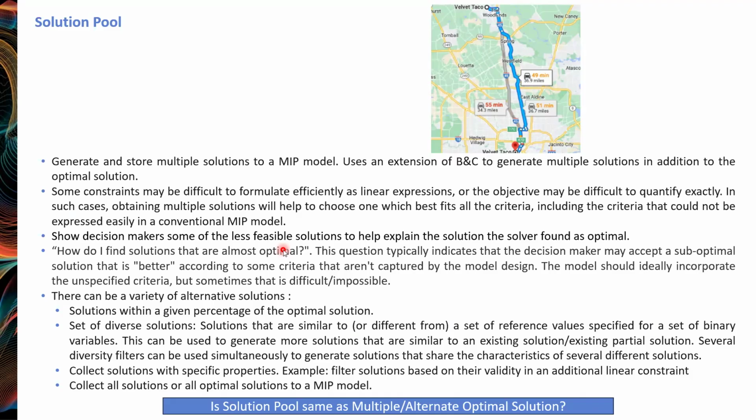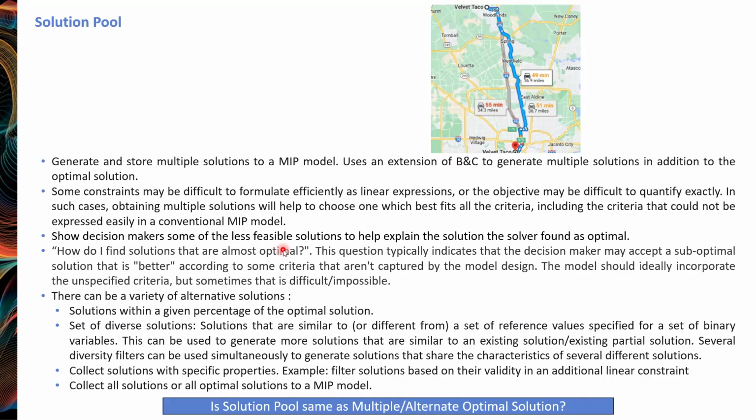So what can be the different types of alternative solutions? One metric could be solutions which are within a given percentage of the globally optimal solution. So let's say within 5% of the globally optimal solution. The other variety could be a set of diverse solutions.